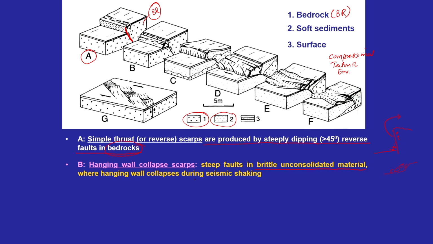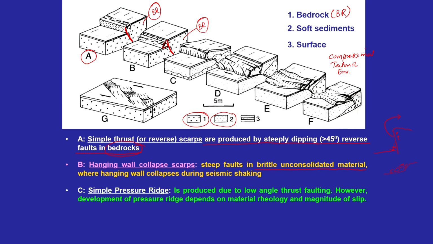So, the hanging wall collapse scarp, the second one, or B1. We have the steep faults. Faulting is of course because of the bedrock and a thin cover of that. So, you have this faulting, but at the same time you see fallen blocks over here because of the unconsolidated material sitting on the bedrock. This is bedrock, and the unconsolidated material has collapsed because of the seismic shaking.